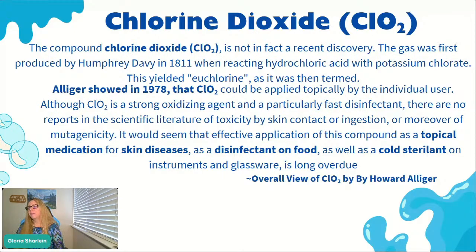And so even since 1811, they have been studying chlorine dioxide and chlorine dioxide gas. And so when reacting hydrochloric acid with potassium chlorite, this yields chlorine. And that's what was termed back then. Well, Allinger showed in 1978 that chlorine dioxide could be applied topically by the individual user.